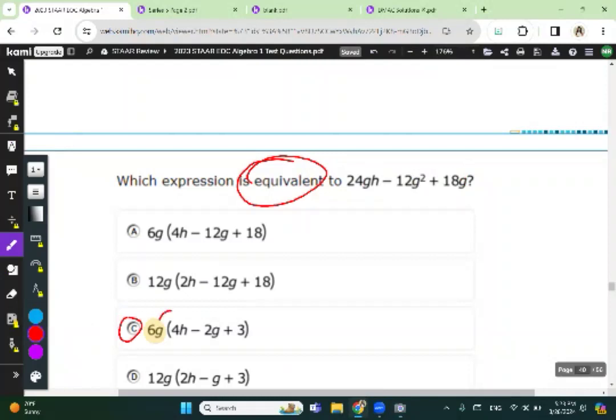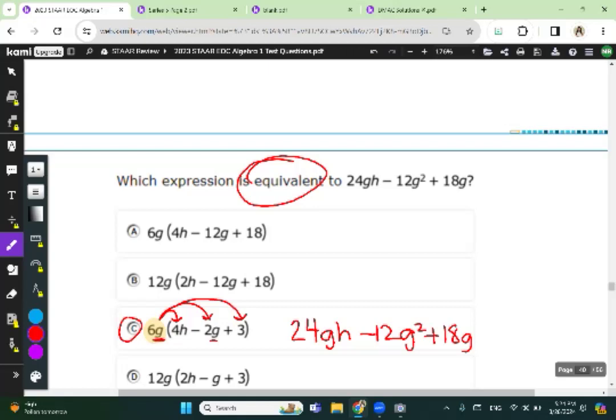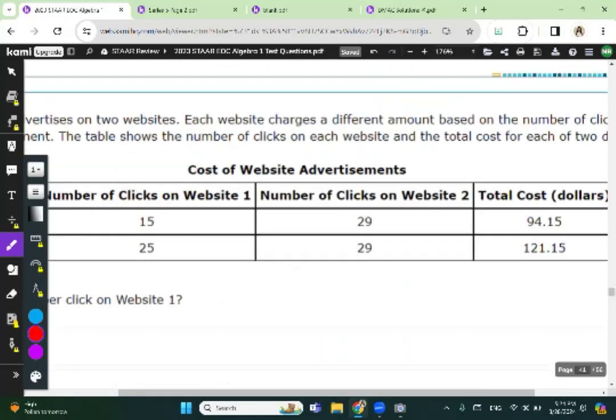So we're going to take 6g multiplied by 4h. 6 times 4 is 24. G times h is gh. 6 times negative 2, negative 12. G times g, g squared. 6 times 3 is 18. G, because don't forget that one. And there you have it. Okay. Up to you. That's just showing you some calculator tricks in case you don't remember.